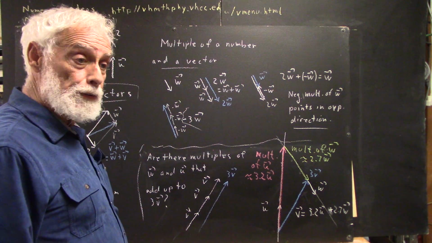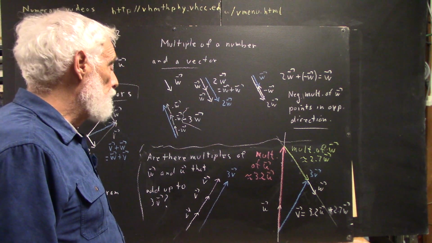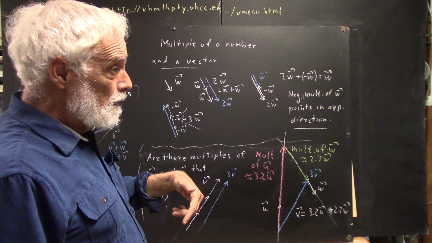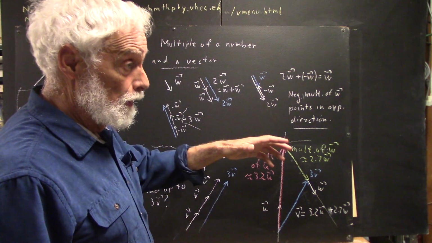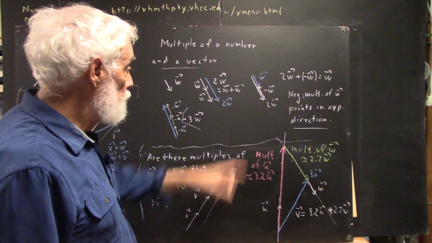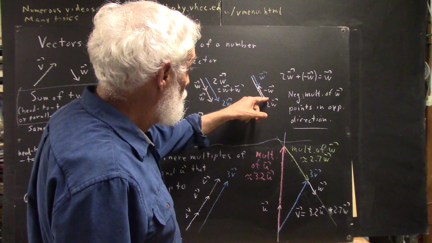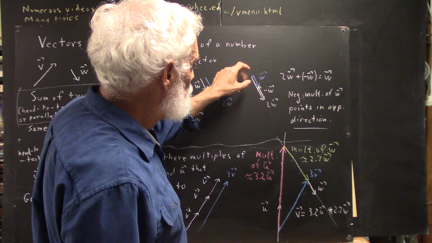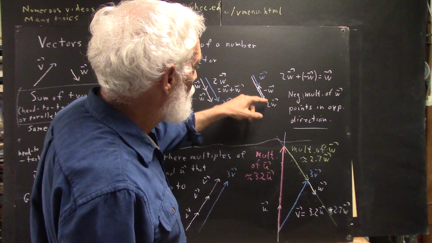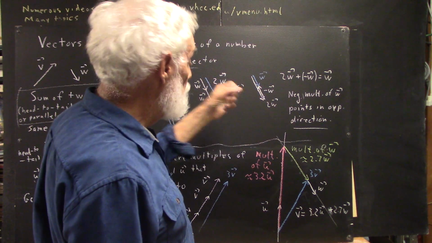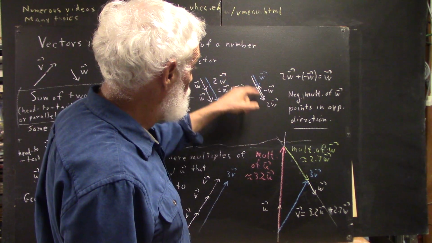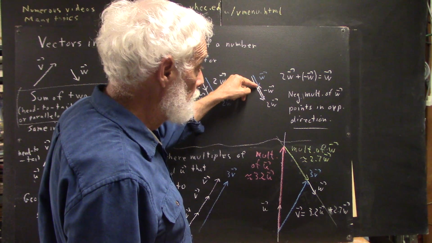Now what about minus W? Okay, well, let's see. If we did 2W minus W, or 2W plus negative W if you wish, we should get back to W. So here's 2W. What do we have to do to get back to just 1W? Well, here's 1W. We have to go back a distance equal to the length of W in the direction opposite W. So we have 2W and minus W equals W.